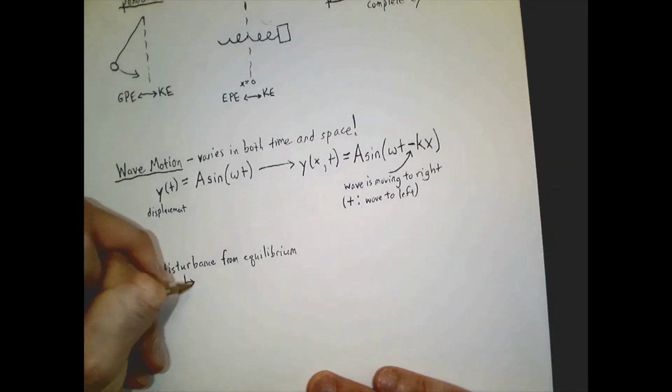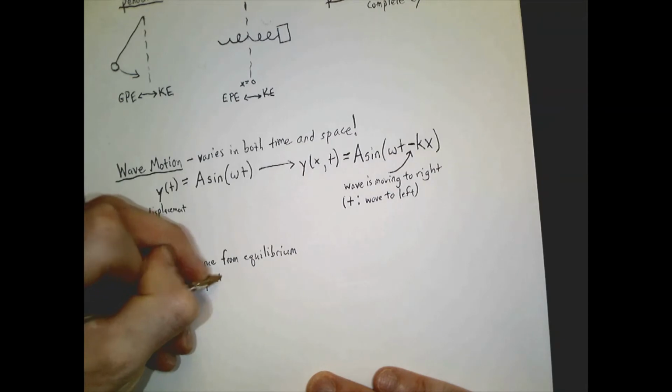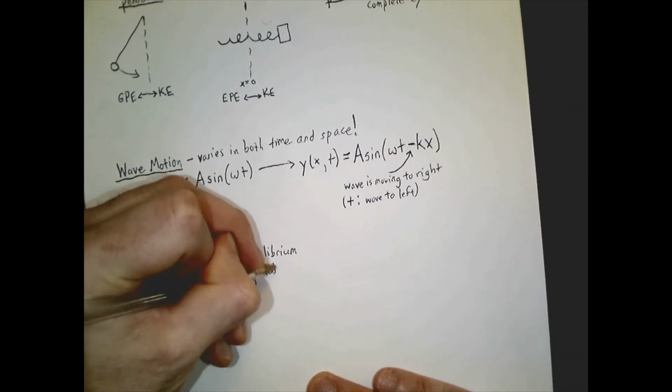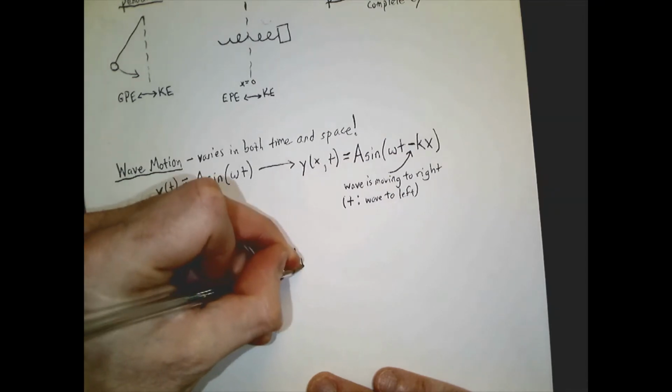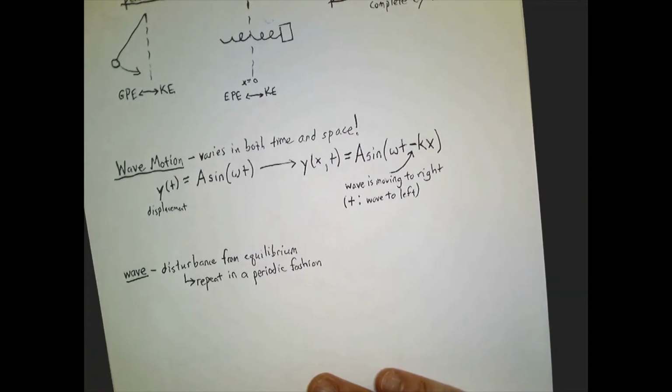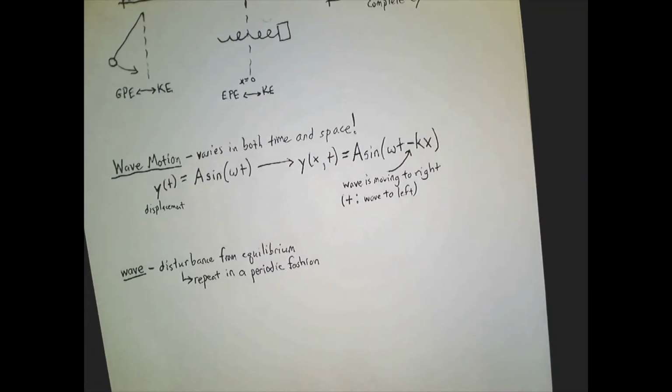Typically, this wave can repeat in a periodic fashion. You see the waves at the ocean, they come in one after another. But we can talk about disturbances as pulses, just one single pump up and down of that wave as well. So this wave repeats in a periodic fashion.